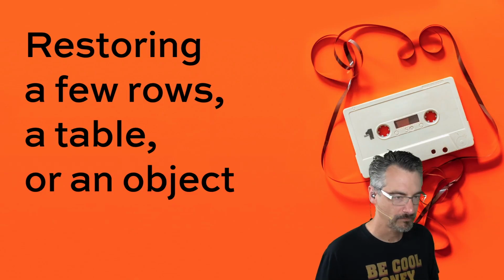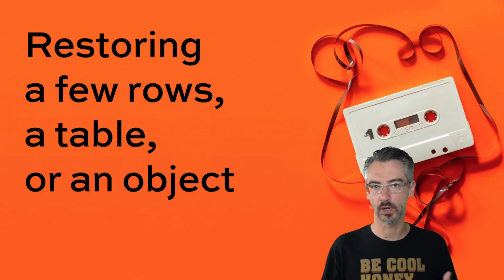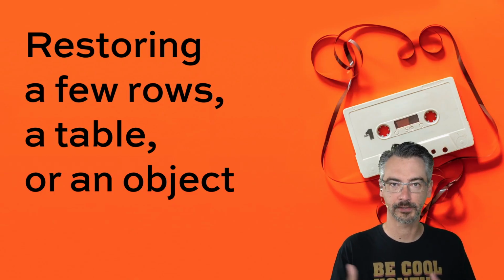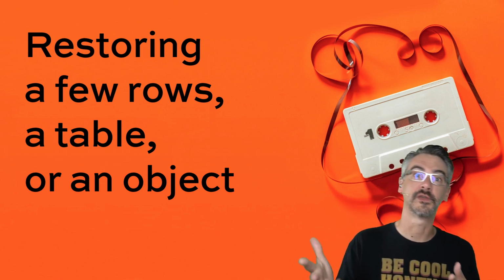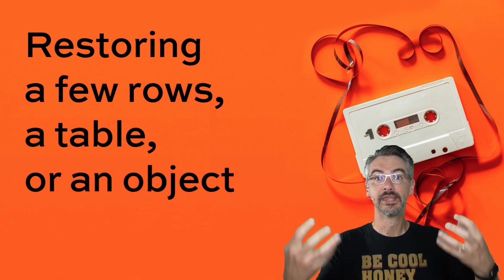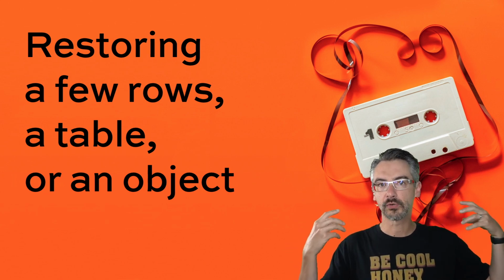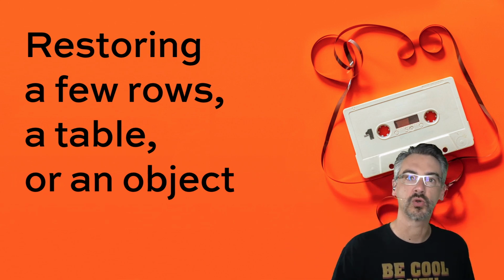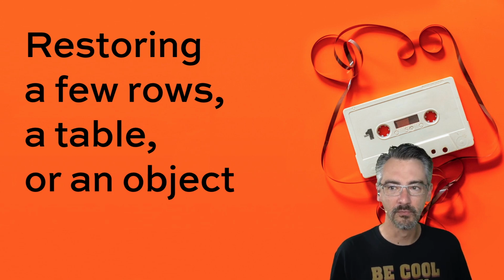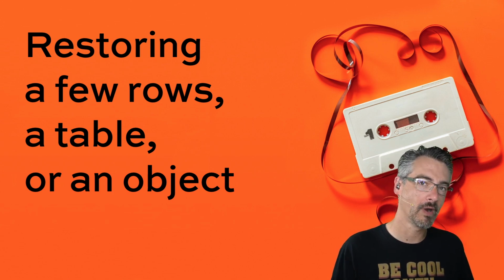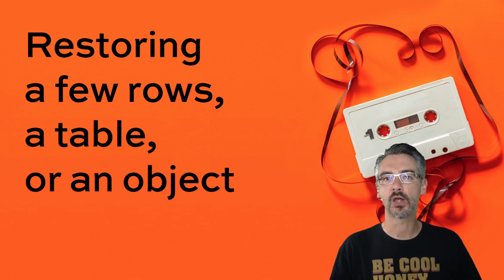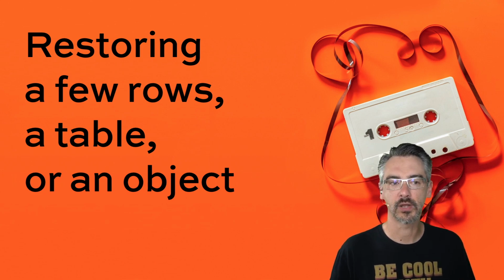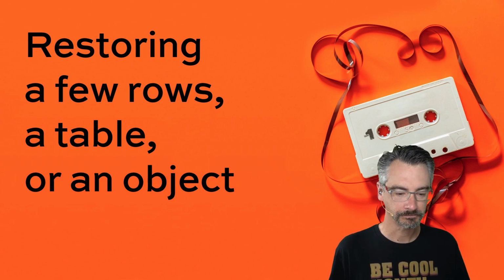Let's start with restoring just a few rows, a table, or an object. When I say an object, I mean things like a stored procedure, a view, a function. This, for me, is the most common reason that people knock my door down and they're like, oh my God, we have a problem right now. I just ran an update without a where clause, or I forgot to highlight the where clause. And they only want to get certain rows back, or they want to get a specific table back.